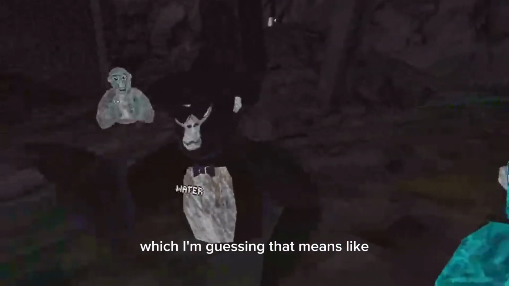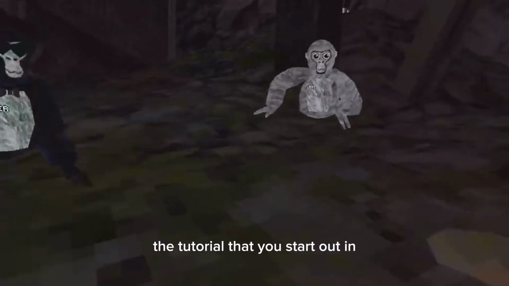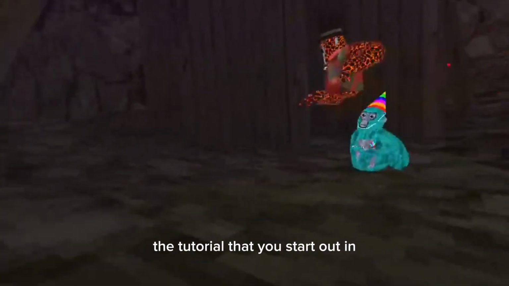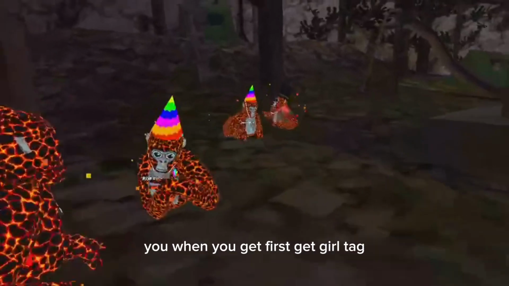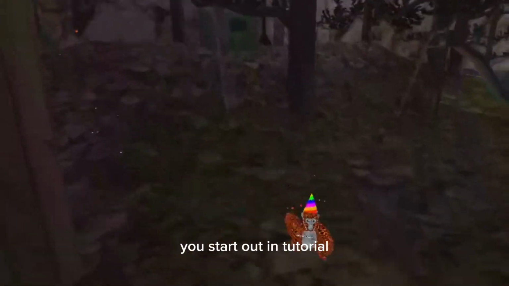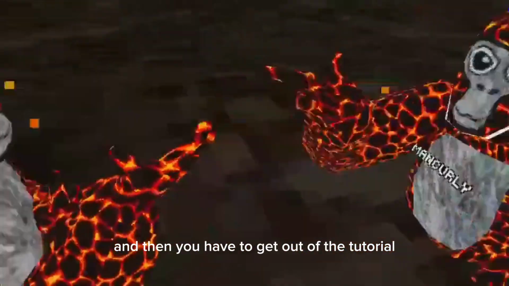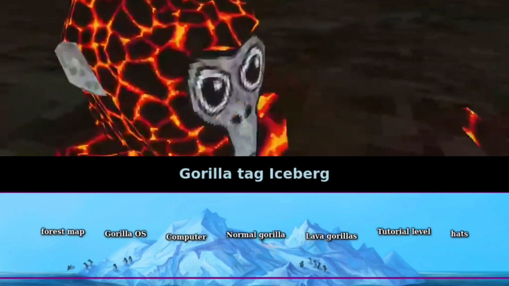Tutorial level, which I'm guessing means the tutorial that you start out in. So that's basically it. When you first get gorilla tag, you start out in tutorial, and then you have to get out of the tutorial, but that's all.